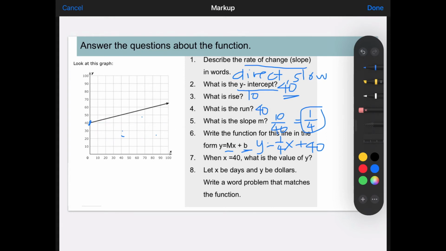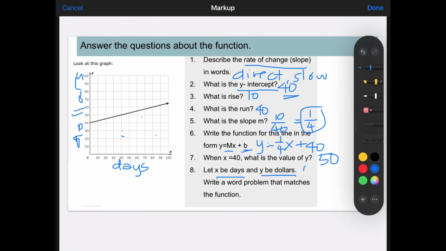Now let's clean things up a little bit and check. What about when x is equal to 40? What is the value of y? So we find 40 on the x-axis and we go up and it lines up on the y-axis to 50. Let's apply this function and that coordinate to a realistic real-world problem. So let's have x equal the days and y be dollars. So we're going to note our x-axis is days and our y-axis is dollars.